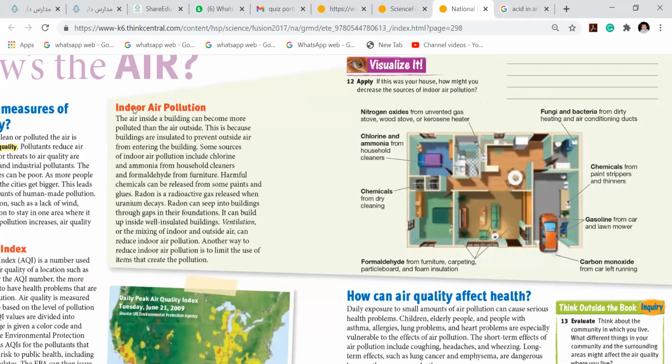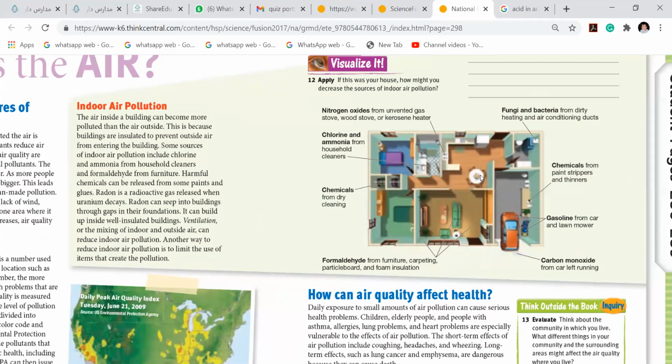Now, we have indoor air pollution and of course we have outdoor. If this is your house, how much can you decrease the sources of indoor pollution? Girls, usually at home, they say that every day open your windows so that you get fresh oxygen, the bad air from your house goes outside, and if you have sunlight, it kills the bacteria and the viruses. You know about it. Am I correct?